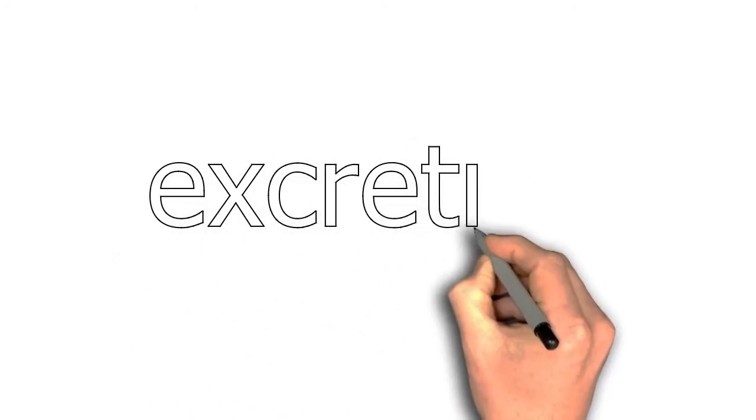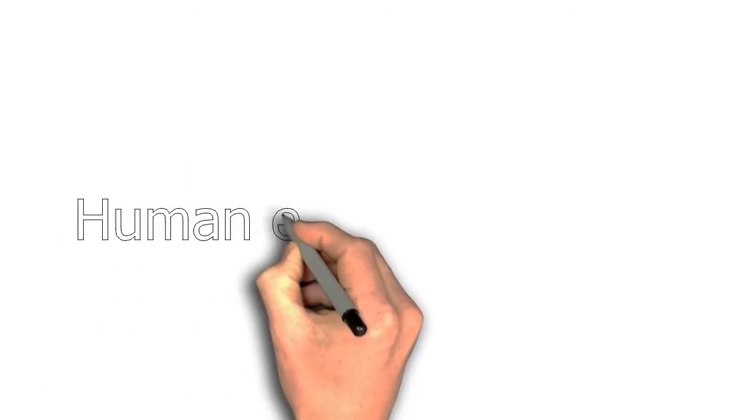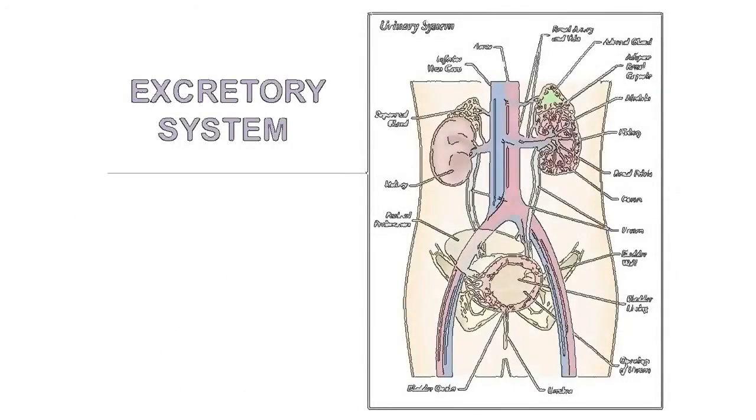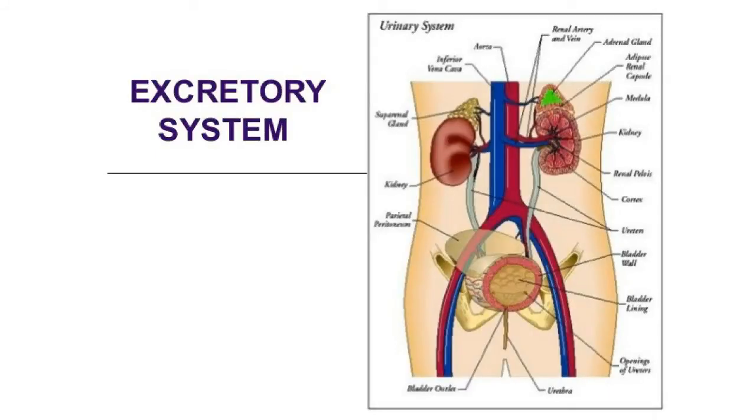Excretion. The elimination of nitrogenous waste products from the body produced as a result of protein metabolism is termed as excretion, and these products are expelled out of the body by a specialized excretory system which also eliminates extra salt and water. Human excretory system. It consists of the following organs: kidneys, ureters, urinary bladder, urethra, etc.